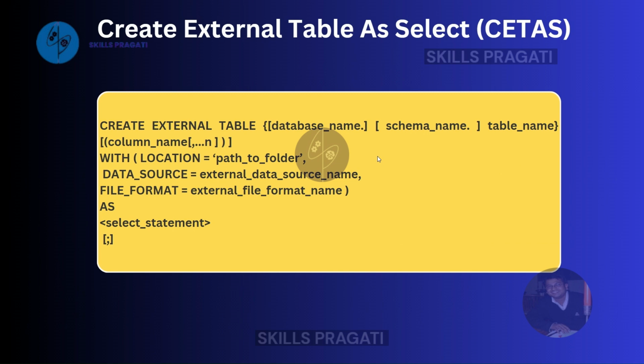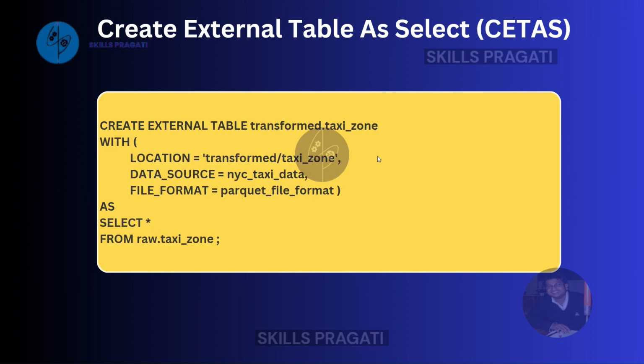It starts with the create external table statement followed by the table name. You can specify the fully qualified table name if you want that to be created in a specific database or schema. The with clause defines the folder path where the files are going to be created. We then have the names of the external data source and the file format for the file being written. At the bottom we have the select statement. Let's take a look at a couple of examples.